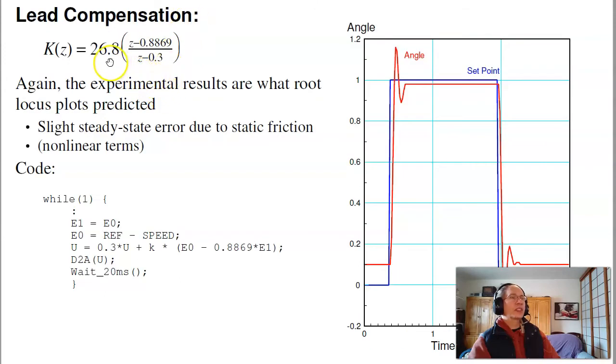What that looks like in software is as follows. I'll have to remember the previous output, but instead of being u equals u, that'd be for an integrator, u is 0.3 times u. That's that z minus 0.3 in the denominator. The next value of u is 0.3 times the previous value, plus k, that's your 26.8, times z minus 0.88. That's the current error minus 0.88 times the previous error. So that would be the code.